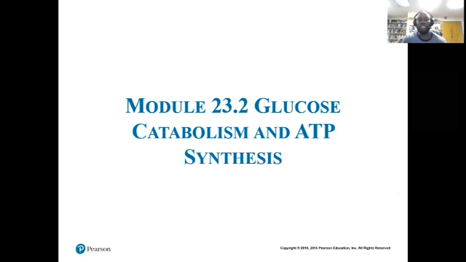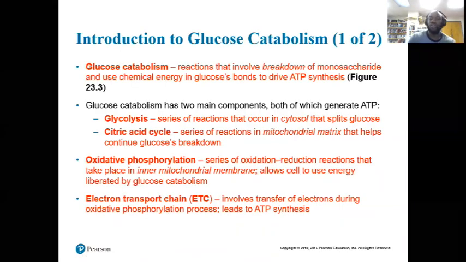Glucose catabolism and ATP synthesis. Remember, catabolism is breaking down. ATP, the gas of the cell, adenosine triphosphate. So glucose catabolism: reactions that involve the breakdown of the monosaccharide, remember, single chain monosaccharide glucose, and using the chemical energy in the bonds of the glucose to drive ATP synthesis.